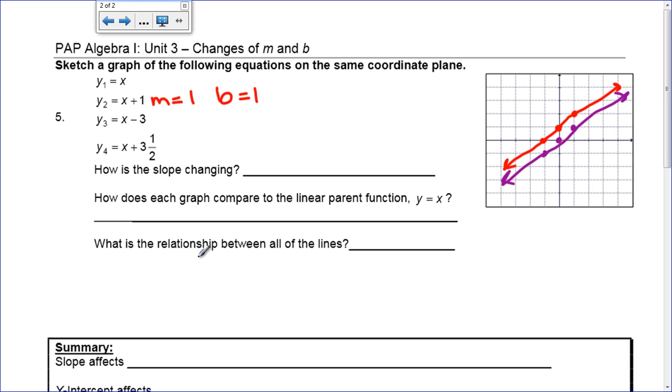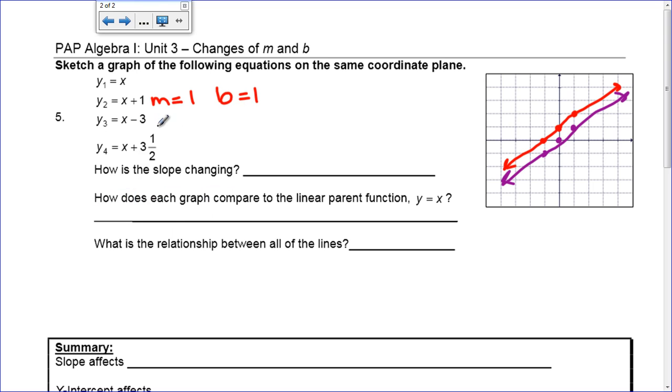They're not going to cross because the only thing I changed was the y-intercept. They have the same rate of change. This one goes up 1 over 1, and so does this one, up 1 and over 1. And so they have the same rate of change. That's what makes them parallel. But the y-intercept took it and it moved it up. Hopefully you see that. So now let's look at the next one.